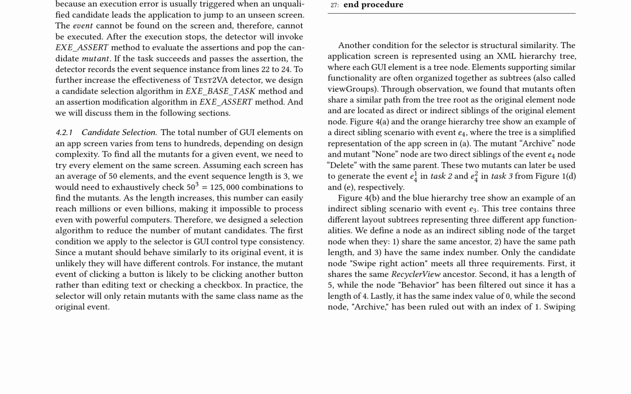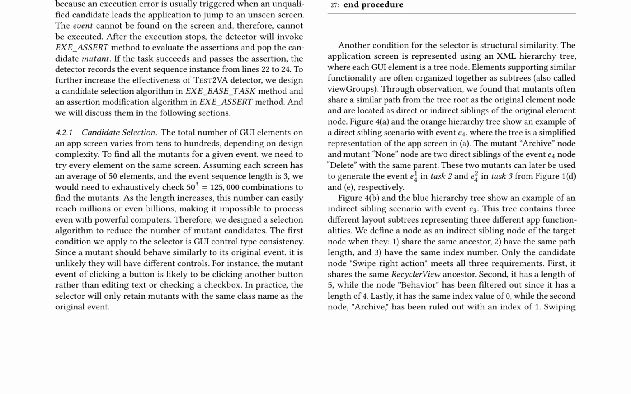The candidate selection algorithm is illustrated through direct and indirect sibling scenarios, as shown in Figure 4. In the direct sibling scenario, mutants with similar control types and structural similarity to the original event are identified, such as the archive and none nodes as direct siblings of the event E4 node, delete. In the indirect sibling scenario, nodes with structural similarity to the original event are selected, such as the swipe right action node as an indirect sibling of the event E3 node. The Test2VA approach enables the efficient reuse of GUI test cases for voice assistant features development in mobile applications by leveraging these key components.